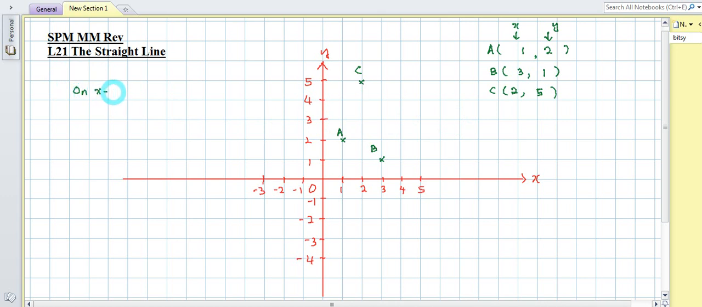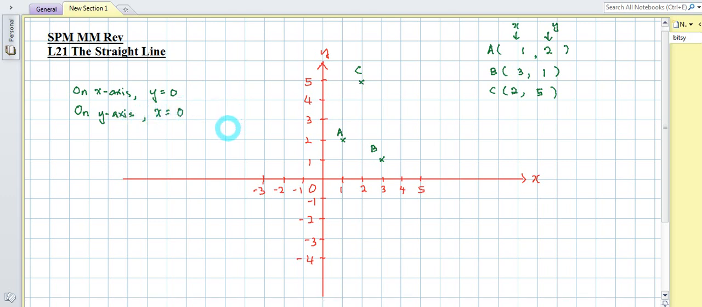Another thing, we need to remember this one. On x-axis, y is equal to 0. On y-axis, x is equal to 0. What does this mean? On x-axis, y is equal to 0. Okay, let me show you.